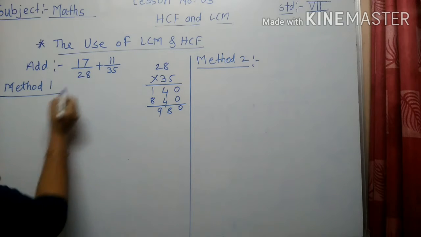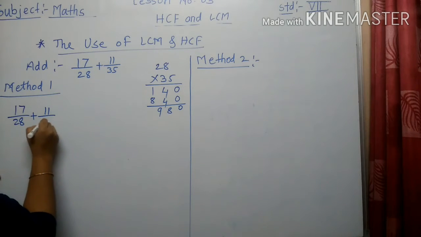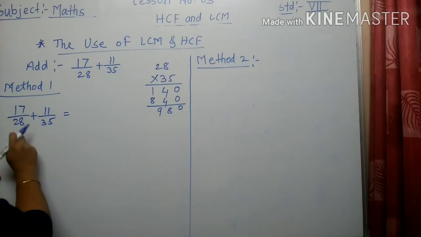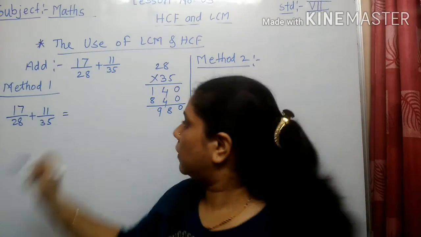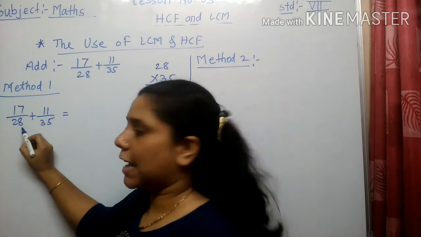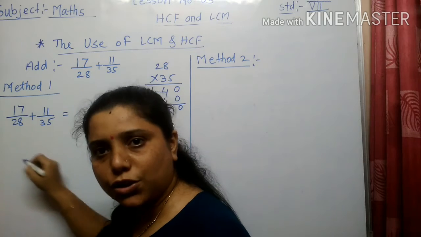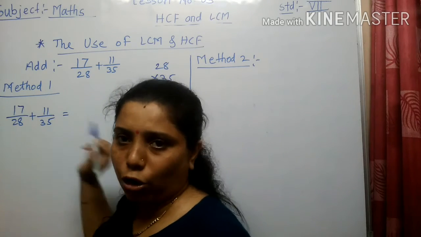First I will do this fraction, 11 upon 35. Now first I am focusing on the first fraction. This is the first fraction, this is the second fraction. Okay. Now first I will make the first fraction's denominators equal. Then I will focus on the second fraction's denominator.